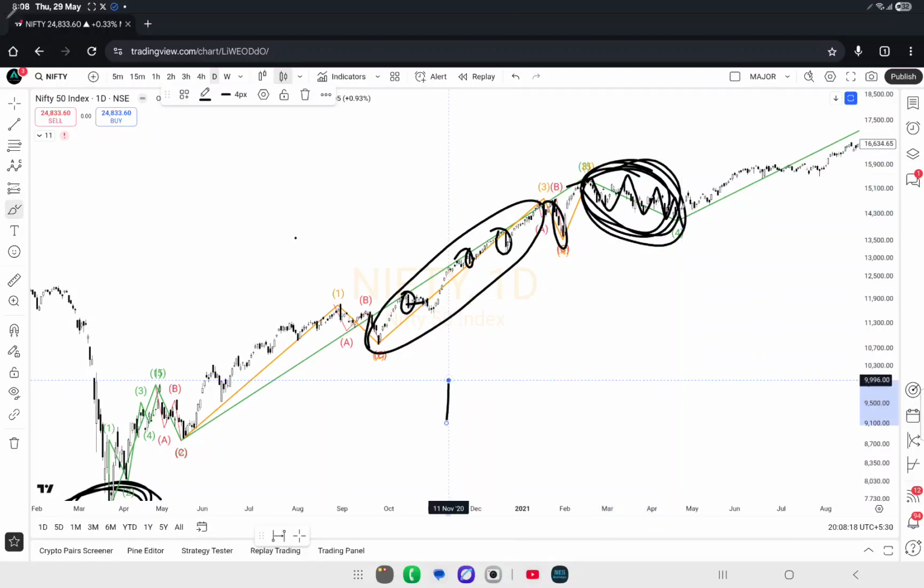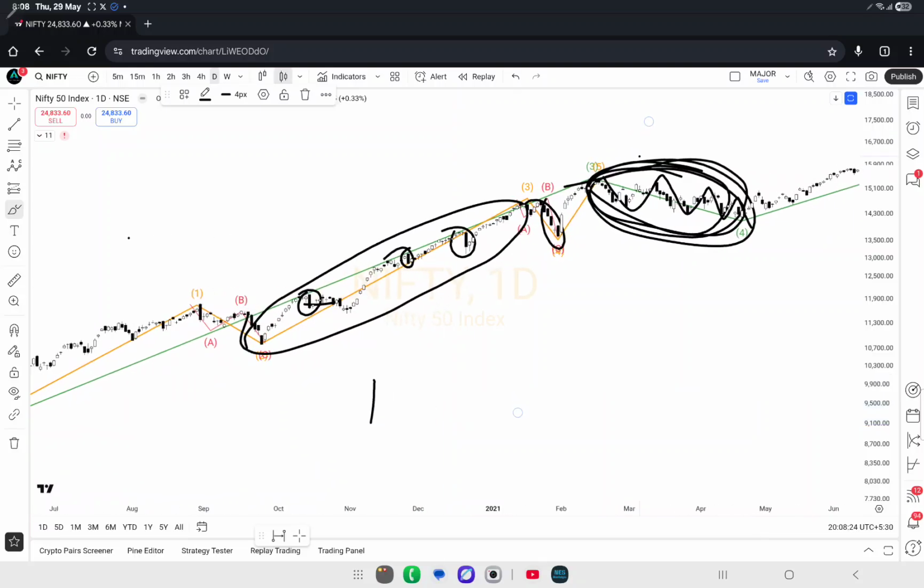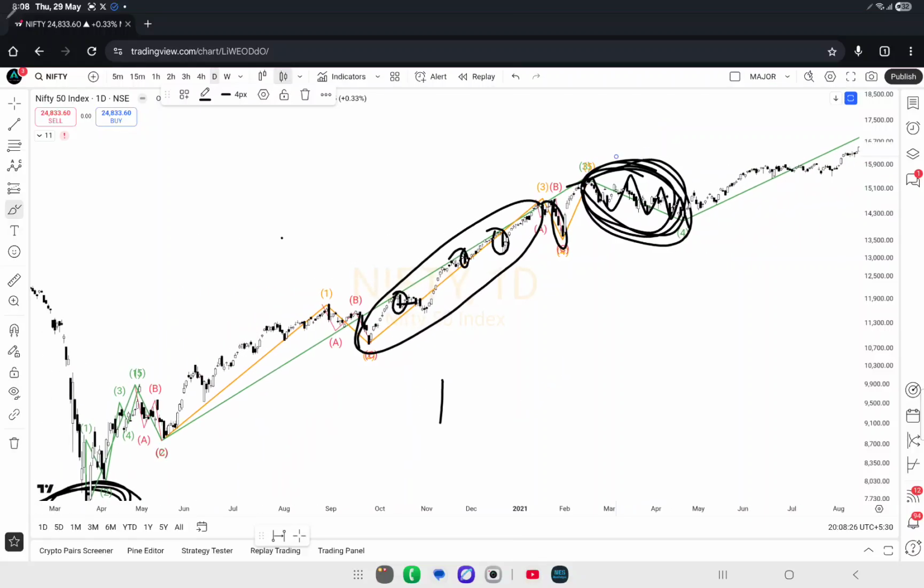Kind of a W, X, Y, X, Z. All these we will discuss. As of now, I'm just showing you 1, 2, 3, 4, 5 and ABC, how it works. So you see here, the 3 is so powerful. It is an extremely powerful move.